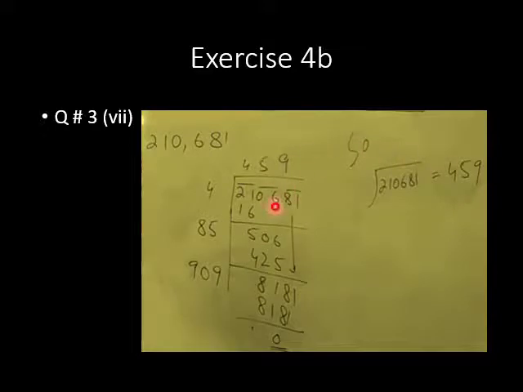Same here, the question number 7, we will make pairs from the right side: 81, 06 and 21. So 4 4s are 16. Write the same number here and here. Subtract them, we will get 5. We will write 0 and 6 both together.